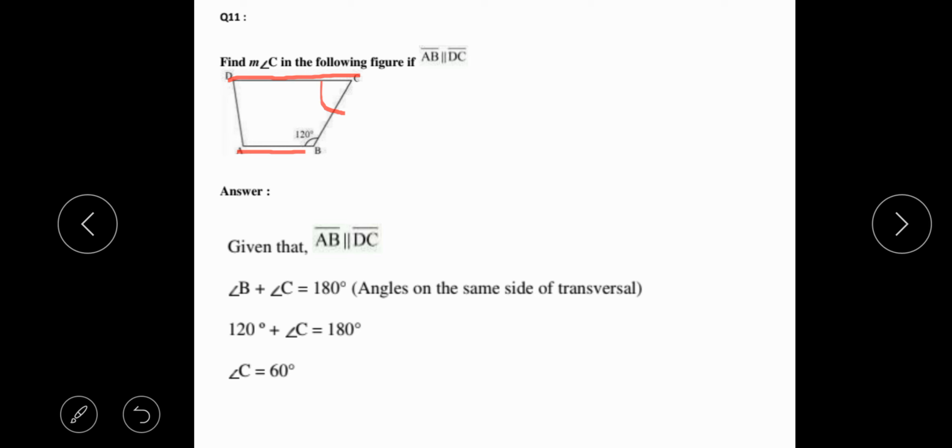Now again we have been given AB is parallel to DC. Now again by using the same property, it means 120 plus angle C is equal to 180 degrees, because these are angles on the same side of the transversal. So angle C you can easily find, this is equal to 60 degrees.